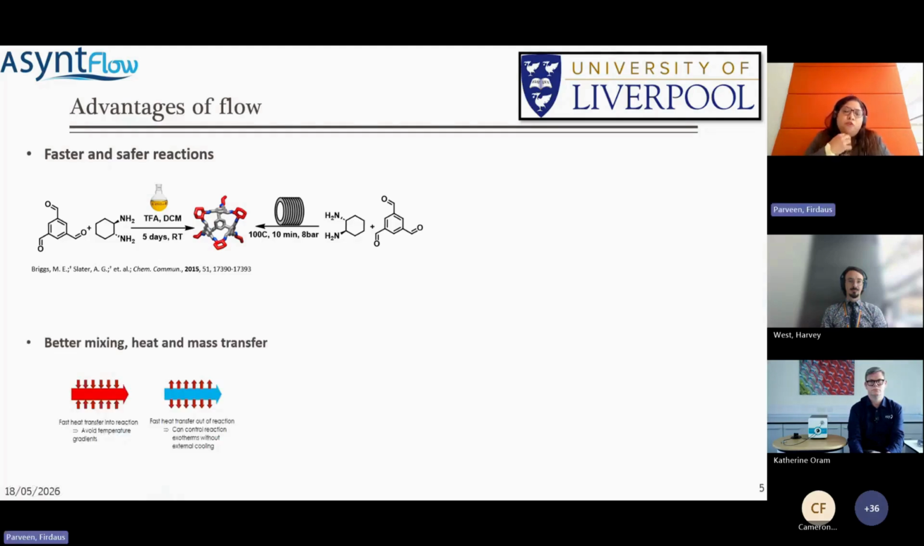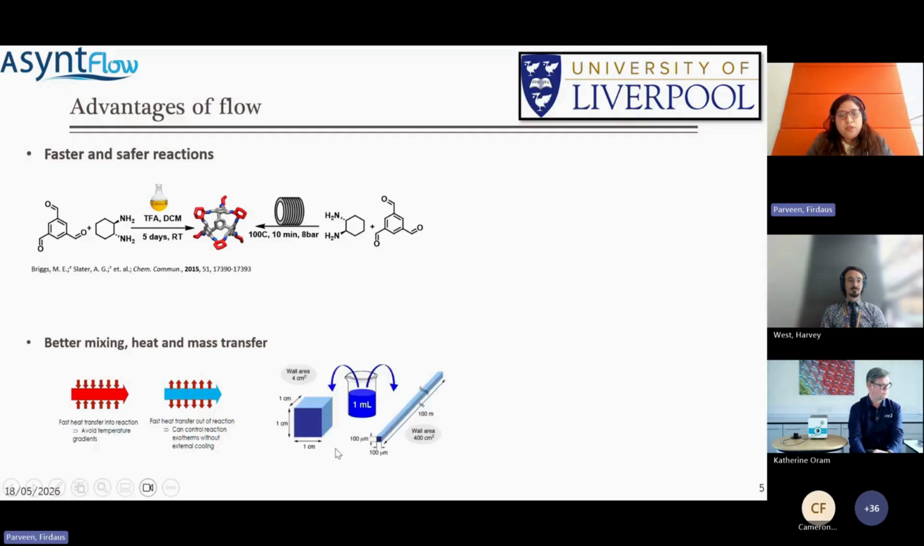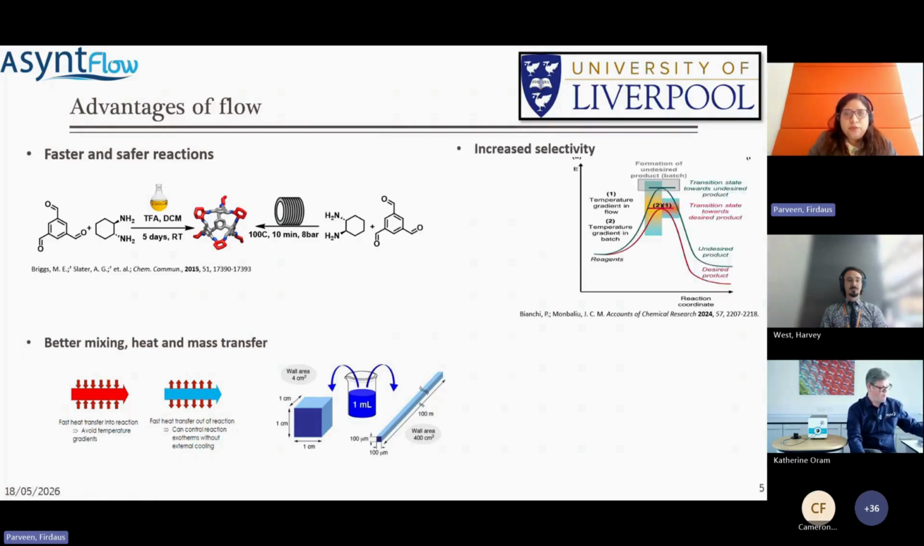Further, flow offers better heat and mass transfer as well as mixing. You can put heat inside the reactor very fast, or pull heat out of the reactor in a fraction of a second. This is possible because for the same volume, in batch you have a wall area of 4 centimeters square, whereas the area increases 100-fold when you move to tube reactors. So this is how it pulls out or pushes in heat very fast during the reaction.